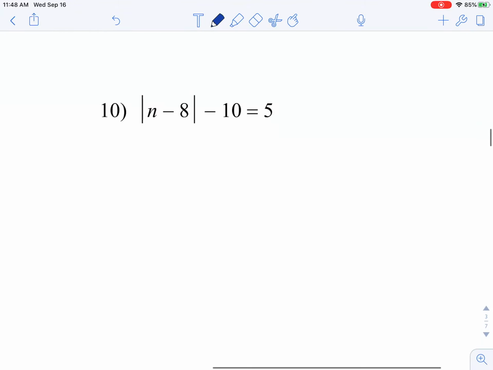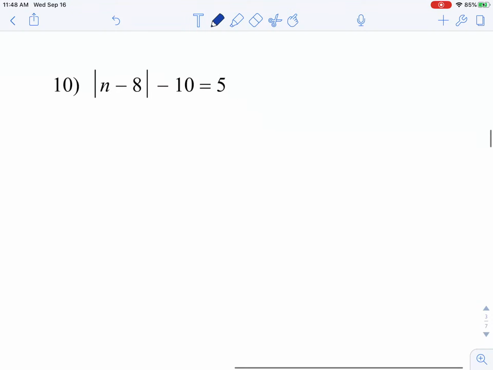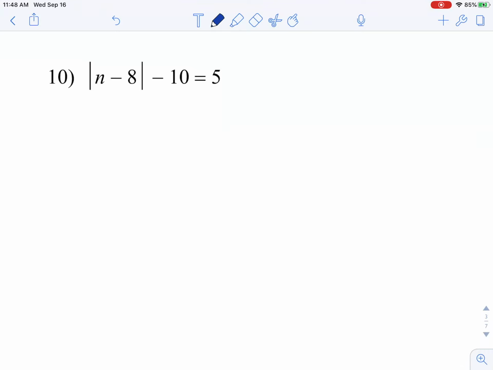Number 10. Now, what I am about to do is wrong. So hear me out. I'm making a mistake on purpose to illustrate to you what not to do. I do this every so often, so please be aware. What I'm about to do, it's going to be wrong, then I'm going to erase it and then redo it correctly. So this would be your mistake.